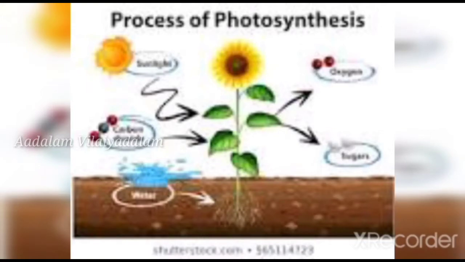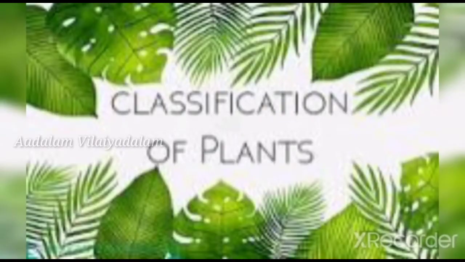Today we are going to learn about the classification of plants. Plants are classified in many ways based on stems, lifespan, seeds, flower and color. In this session, we will study the classification of plants based on the flower and color. That means pigment.